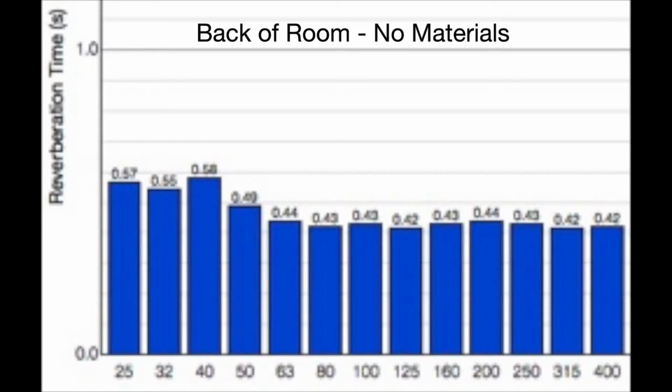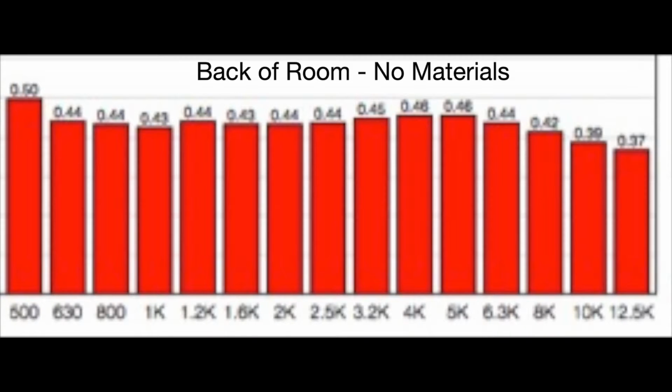At the back of the room, the RT30 from 25 to 40 Hz was in the high 0.5 range, with the frequencies between 50 and 400 Hz lying in the mid to high 0.4 range. The RT30 of specular frequencies were mostly within the mid 0.4 range, beginning to taper off into the high 0.3 range as the frequencies passed the 8K region.